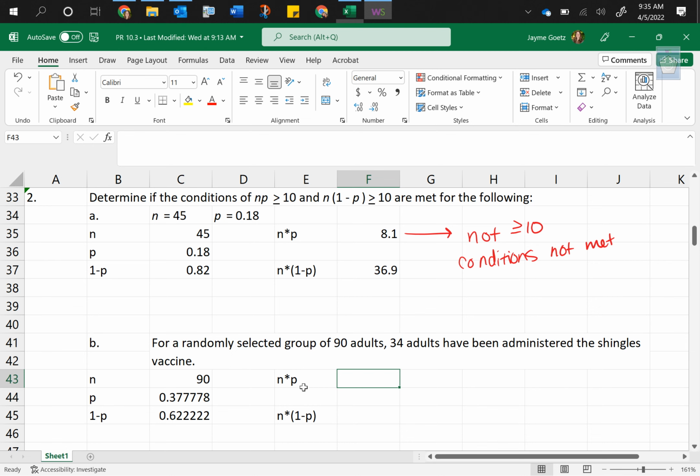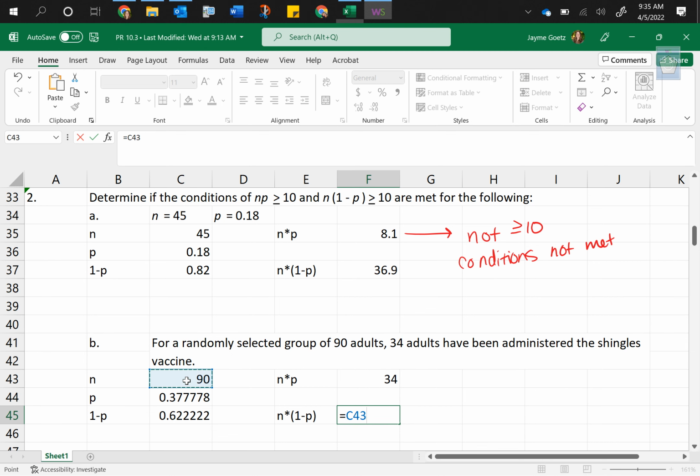So first we want to figure out N times P. So we're going to take equals N times P. Is that greater than or equal to 10? That's awesome. Then we're going to take equals N times 1 minus P. Is that greater than or equal to 10? Perfect. Both of these right here are greater than or equal to 10. So are these conditions met? Yes, absolutely. We would be able to proceed with a confidence interval for the population proportion for that problem. Okay?